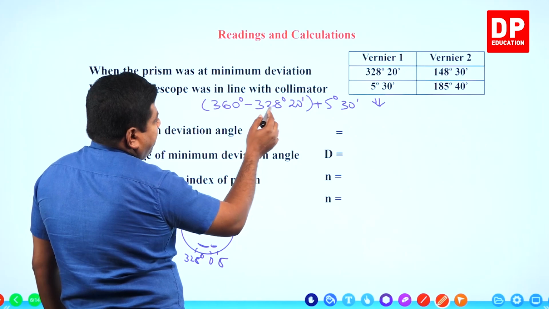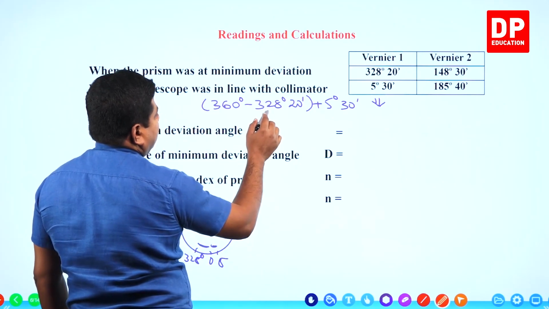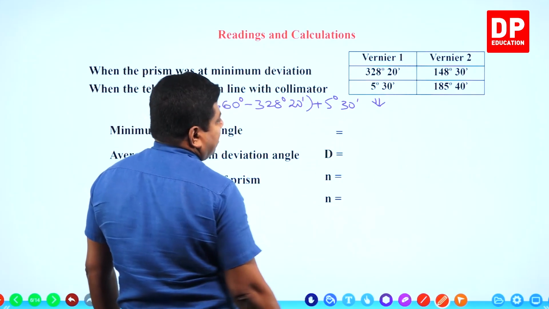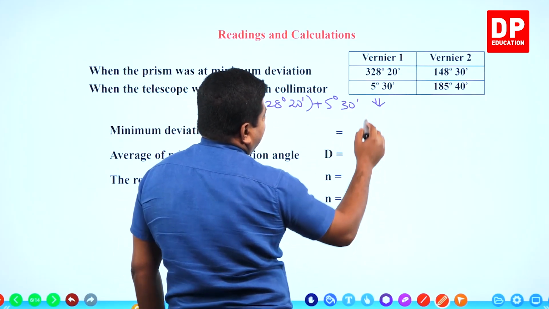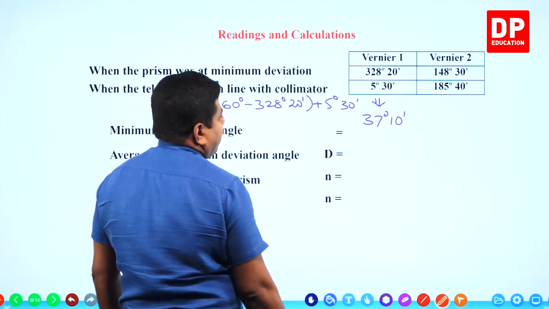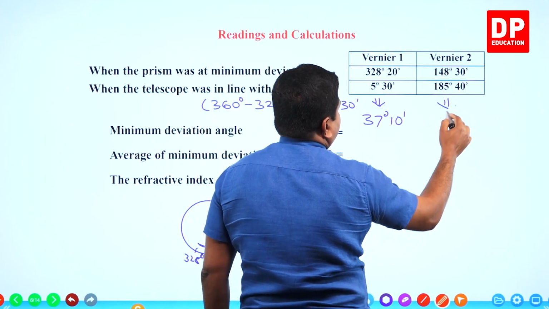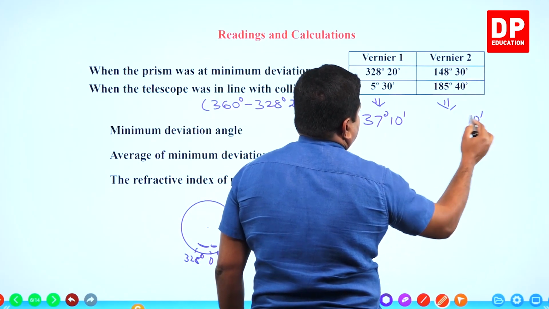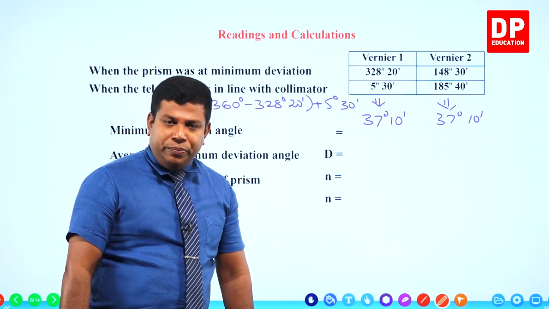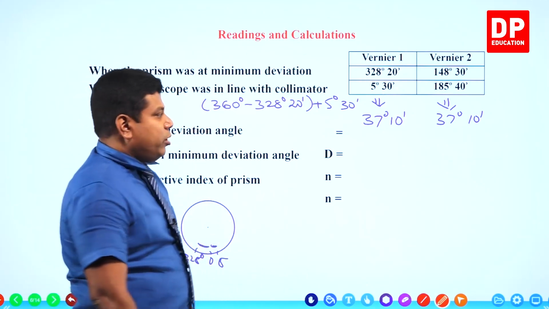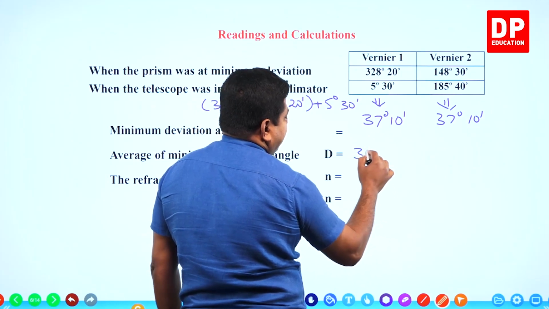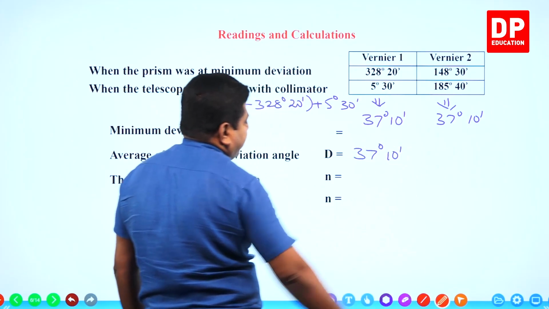This will be, if I take it as 329, then we have 3140, 530, 36, 70, that is 37 degrees and 10 minutes we have here. How about here? 40, 30, 10 minutes, 37. In both vernier readings, we are getting the same answer. Then even if you get the average, it is going to be the same. Average minimum deviation angle, average of these two, it's anyway the same, 37 degrees, 10 minutes.